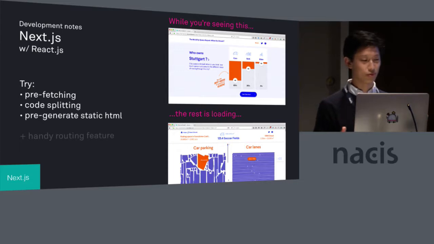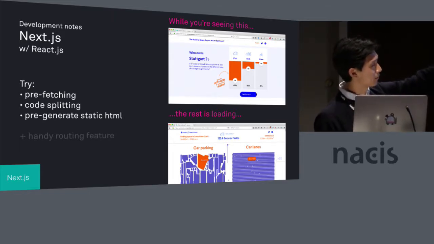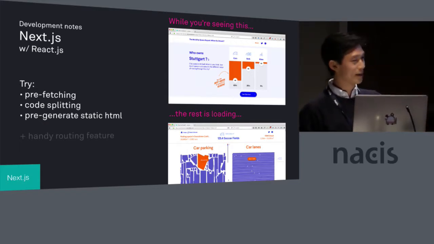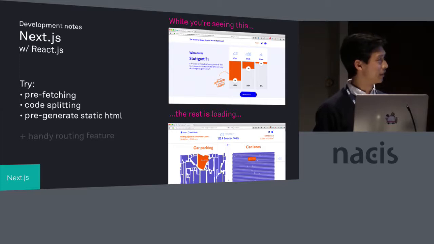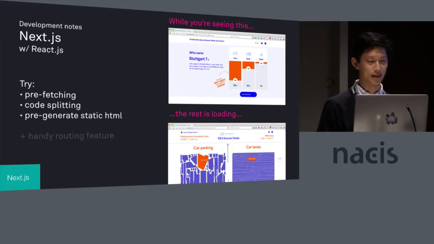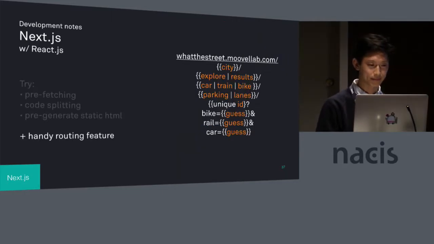And you can now also pre-generate static HTML, so you don't have to do the computation for the rendering of the HTML elements every time. So basically, when you're seeing this first screen and toggling these drag handlers, the rest of the code is loading in the background in an intelligent way. And you can do that with Webpack and all this stuff, but Next.js just makes it a bit easier.